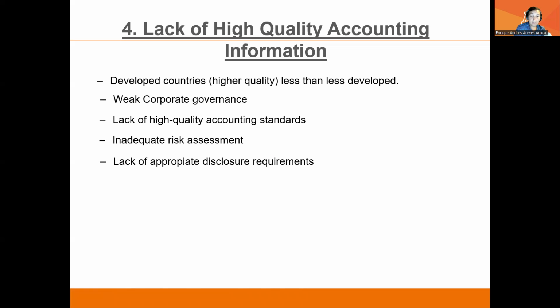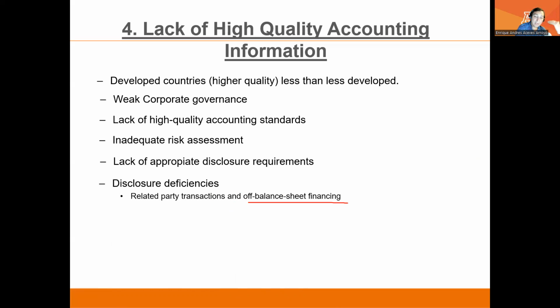And especially for disclosure, for example, they might have deficiencies in the disclosure of related party transactions and off balance sheet financing. Maybe they don't have something called off balance sheet financing. If something is off the balance sheet, you never know about it. Well, there's no hint in the financial statements. And I'm not saying that the US, as a developed country, is a perfect system.